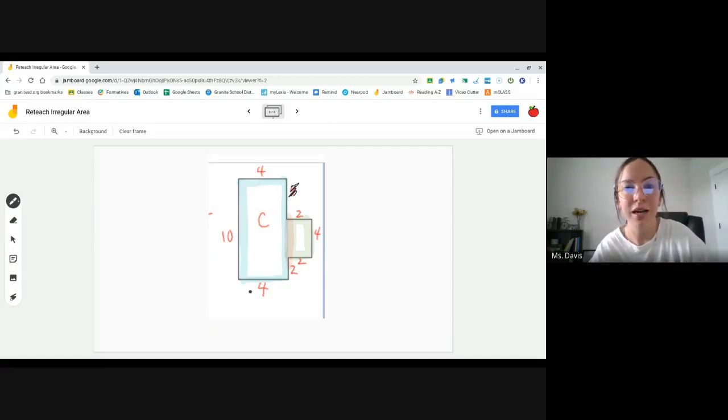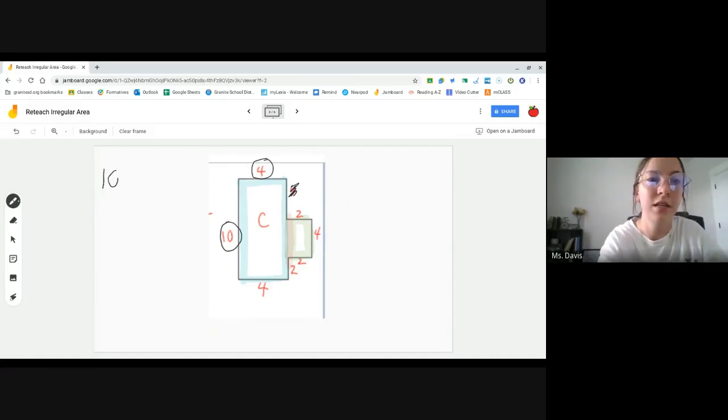But the other number I need with this 4 is the 10 because it's the other length that's across the entire blue side. So 10 and 4 are my two measurements for this blue rectangle. So over here, 10 times 4 equals 40. And I know that my area here is 40.